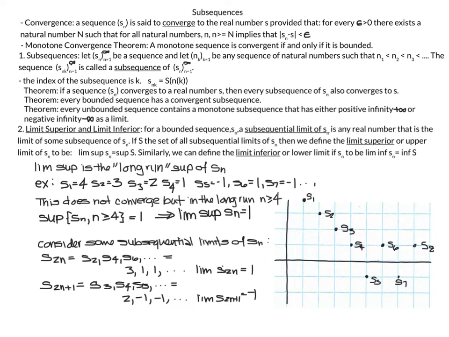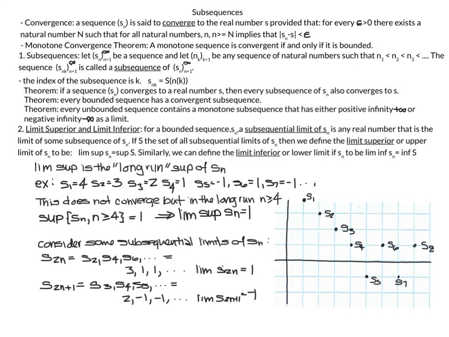Let's consider some of these subsequential limits of Sn. So a subsequential limit, remember, is a limit of some subsequence of Sn. So let's take the subsequence S2n. So that would be S2, S4, and S6, the even numbers. So for S2, we'd have 3, and then S4 would be 1, S6, S8, those will all be 1. So the limit of this subsequence is equal to 1.